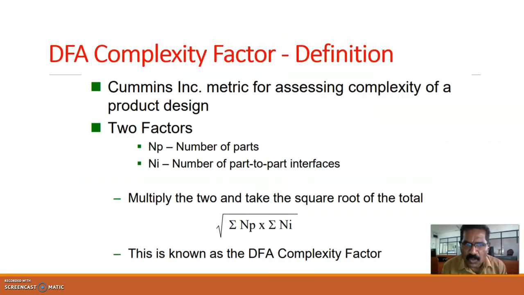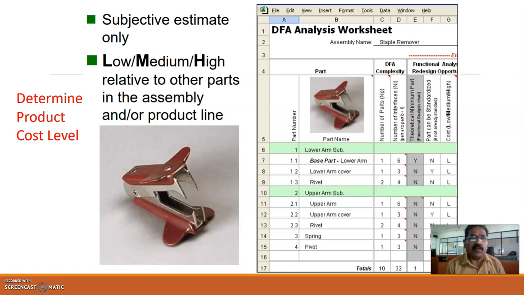Towards this, we talk about the design for assembly complexity factor, and the definition goes like this: you take a sigma of NP and NI, the individual sigmas, and then take a root of that. This is known as the design for assembly complexity factor. We try to analyze how complex the design is. If there is a component which is complex to assemble, then you must understand that there will be more rejections.